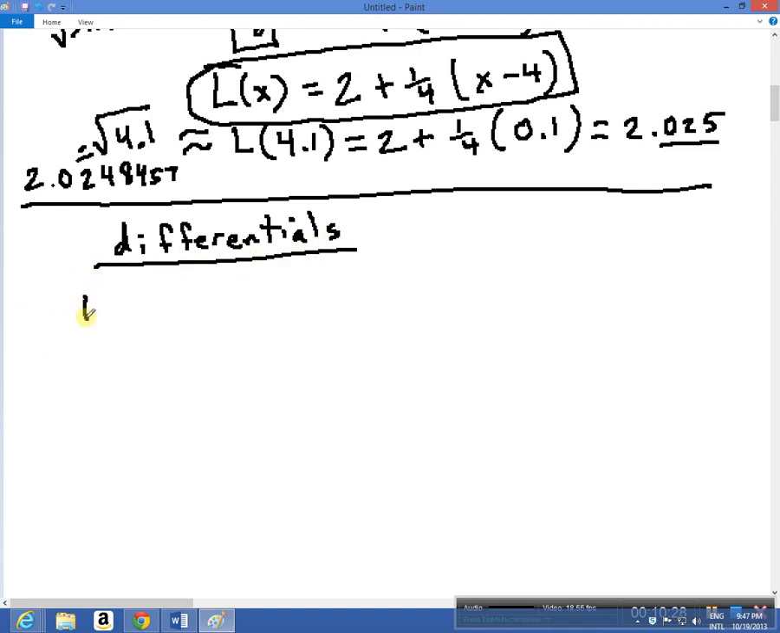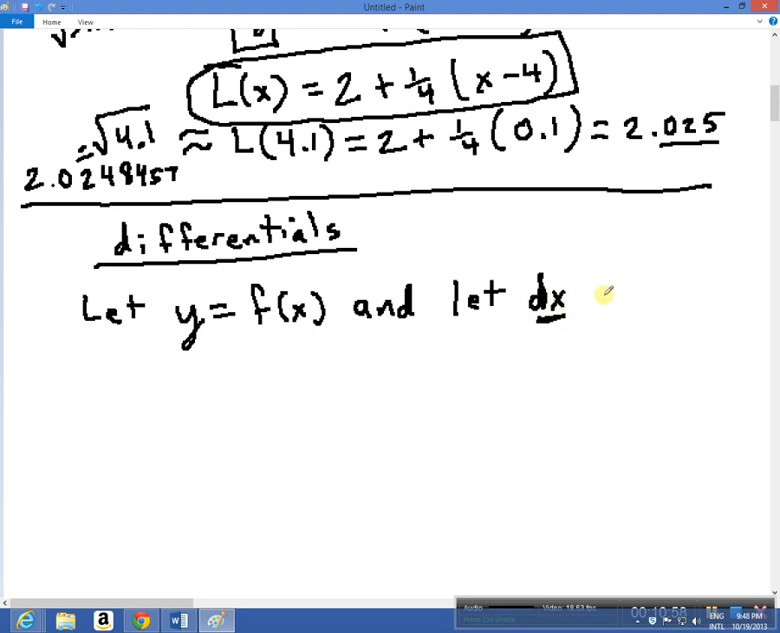We're going to define, well, let's suppose first that y is equal to a function of x. So y is a dependent variable dependent upon x, and this is the function that y represents. And we're going to introduce a new variable. Let y be some function of x, and let, you ready for this? dx, this one thing all by itself, be a new independent variable. Now, this is weird.